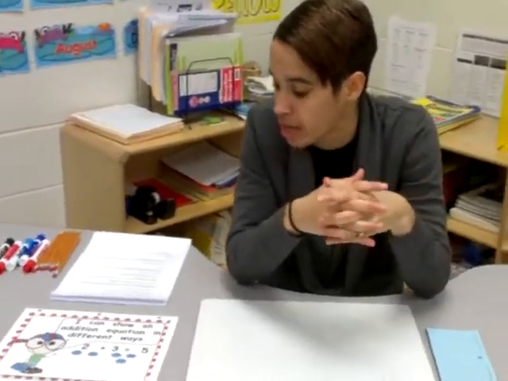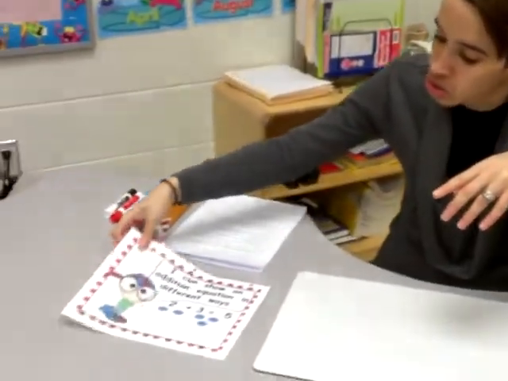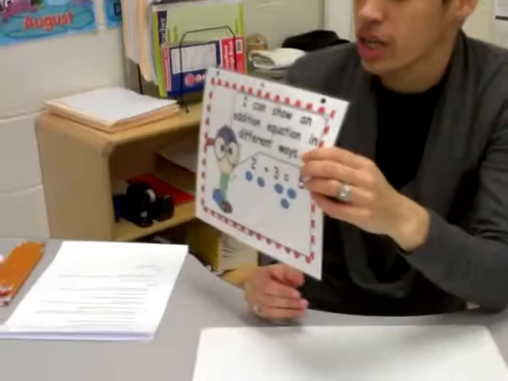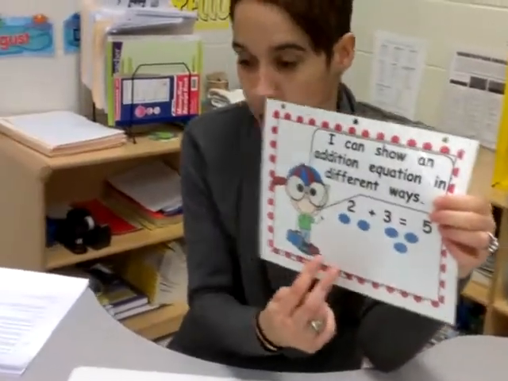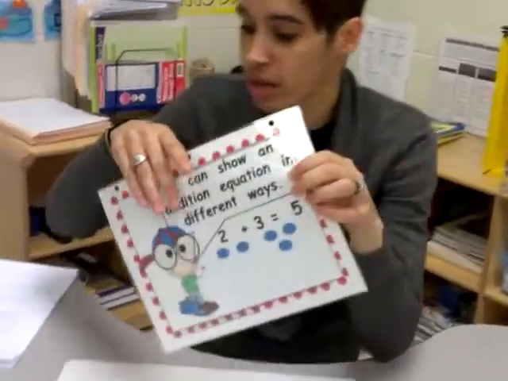Hey, today we're going to do a few objectives. Okay? Our first one says I can show any addition equation in different ways. On this one it says 2 plus 3 equals 5. So it shows you the 2 adding to 3 to equal 5.